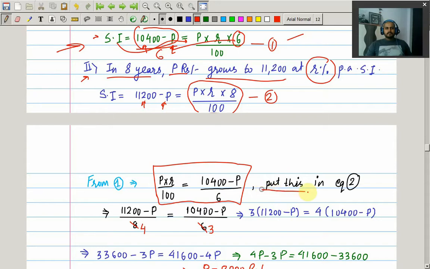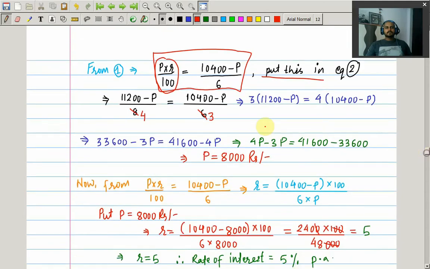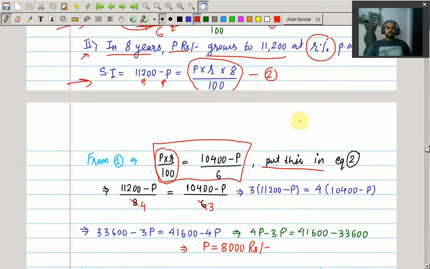Now put this in equation 2. Wherever you see P into R upon 100 in equation 2, replace that by 10,400 minus P upon 6. So in equation 2, here I have PR upon 100. Instead of this, I will write this one. So let's see what I have done.